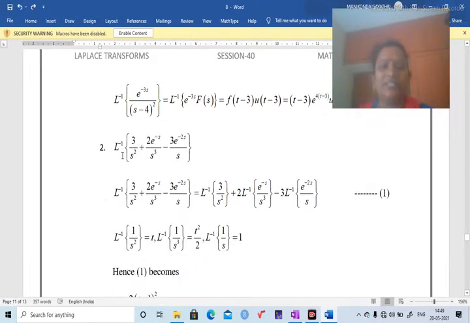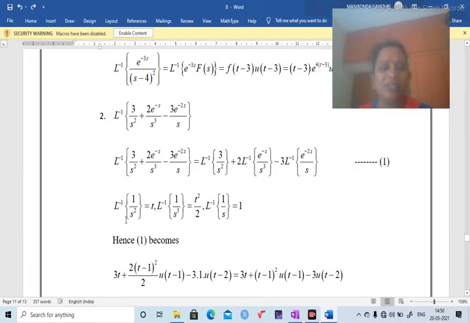Next one, L inverse of 3 by s square plus 2 into e power minus s divided by s cube minus 3 into e power minus 2s by s. Write down the separate Laplace inverse for each function by taking constants outside. So L inverse of 1 by s square is t, because here n equals 1. L inverse of 1 by s cube is t square by 2 factorial. 2 factorial means 2 only. L inverse of 1 by s is 1 only.